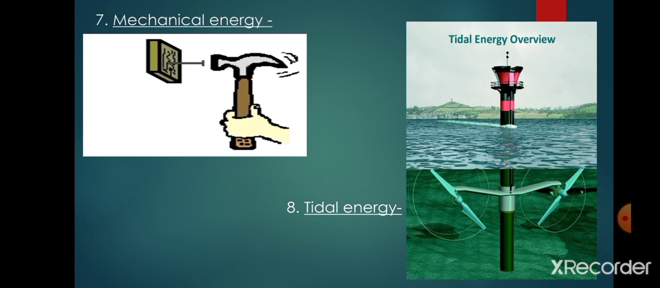motion of an object. For example, we can take a speeding car. This is an example of mechanical energy. The last type of energy is tidal energy. This energy comes from waves or tides of the seas and ocean, and it is used to move turbines to produce electricity. Now, in tidal energy also turbines are used.